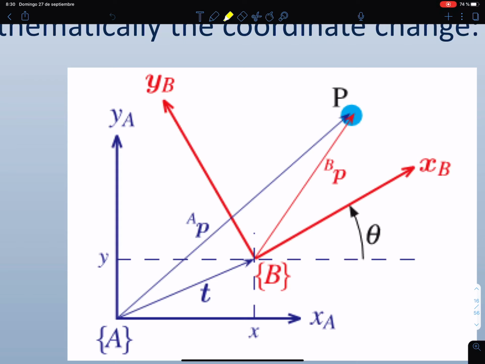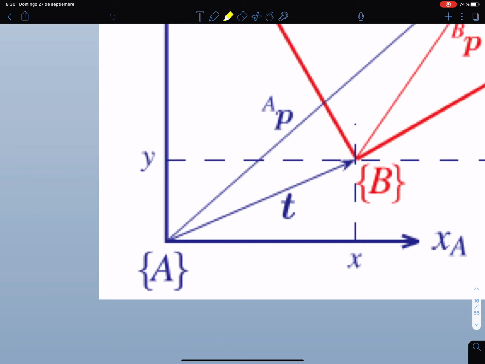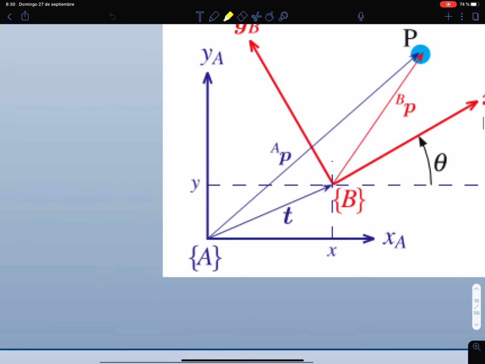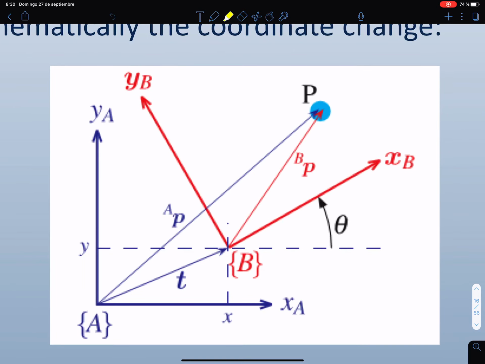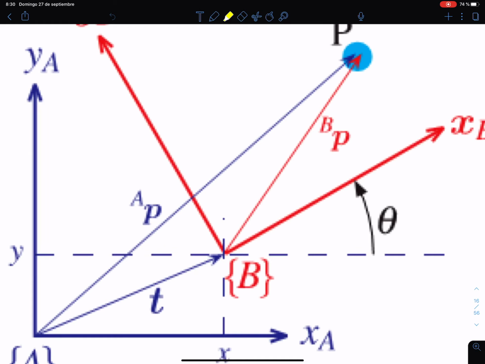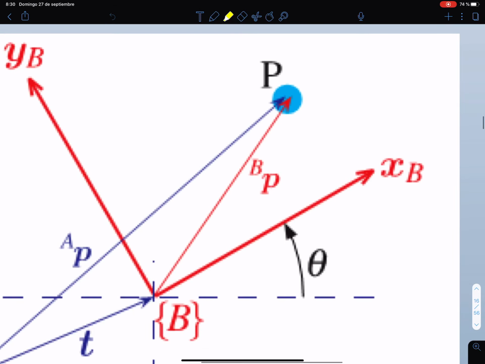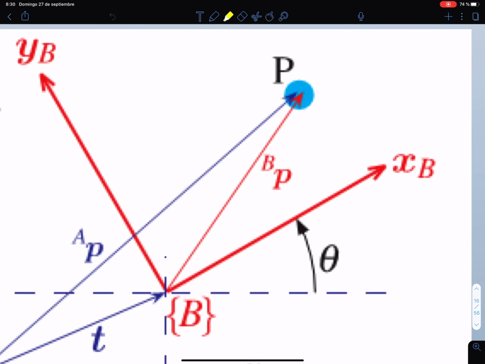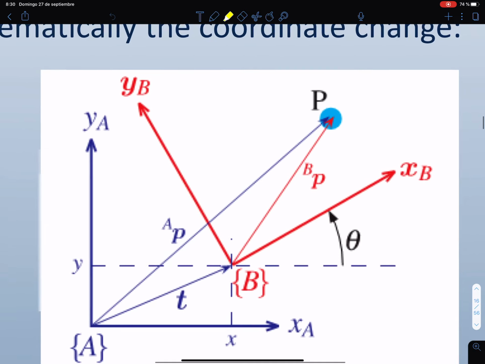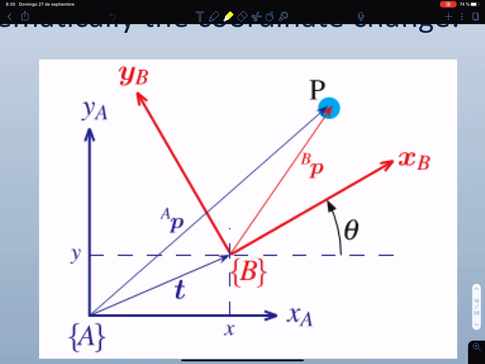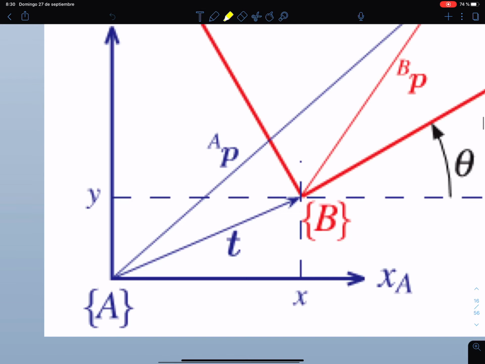It is clear that in order to get there, we must first displace the origin of the A frame to the origin of the B frame, and that happens along the T vector, which has coordinates X and Y. These are just numbers, so I won't put a superindex there. And once we have translated the A frame into the B frame, it is clear that we have to rotate the A frame by this positive angle theta, so that the directions of the axes of the A and the B frame are matched together. So the pose of B with respect to A is T, that is X, Y, and theta.